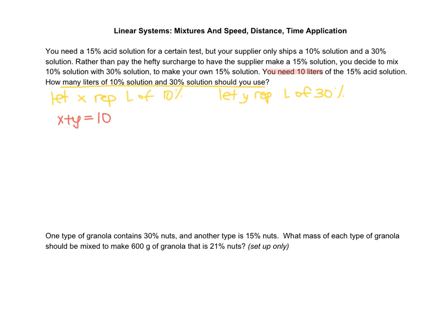Now the second equation is based on this 15% acid that we need. If I take 10% of X, I will get the pure acid that comes from X. And if I take 30% of Y, I will get the pure acid that comes from Y. And if I add the amount of pure acid coming from the 10% and the 30%, I should get the amount of pure acid in my final solution. And my final solution is 10 liters and 15% acid. So 15% of 10 will be pure.